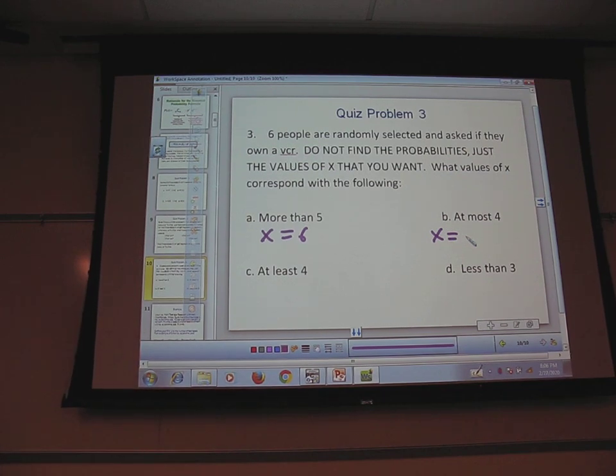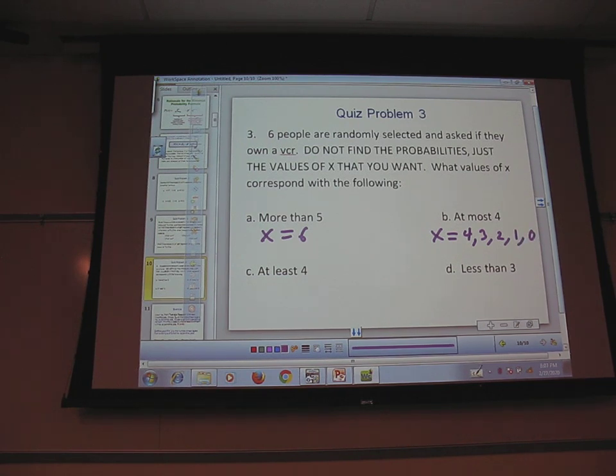Take 5 seconds with your neighbors and find those numbers. X could be what? Fill it in. Write it down. Okay, what'd you guys get? 4. 4, great. What else? 3, what else? 2, what else? 1? Is that it? No, 0.